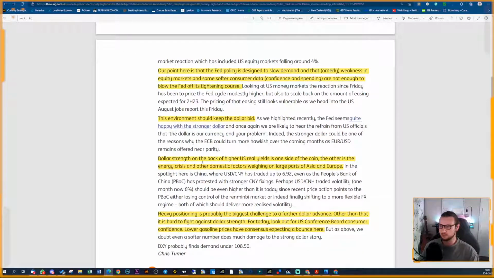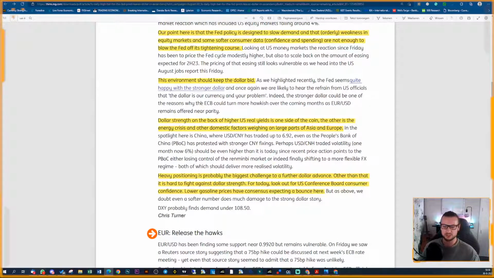This environment should keep the dollar bid, of course. The dollar strength on the back of higher US real yields is one side of the coin. The other side is the energy crisis and other domestic factors weighing on large parts of Asia and Europe. So yes, we have interest rates going higher in the US, but that's not the only thing strengthening the dollar. It's also weakness in Asia and Europe. We have weakening factors for the European economy, especially gas prices. In Asia, Japan is easing. We have war or near war with China and Taiwan, right?